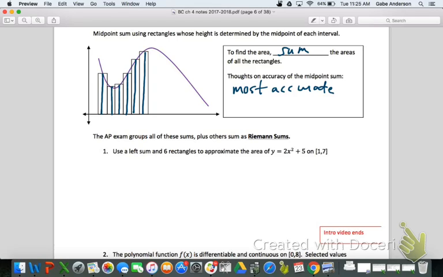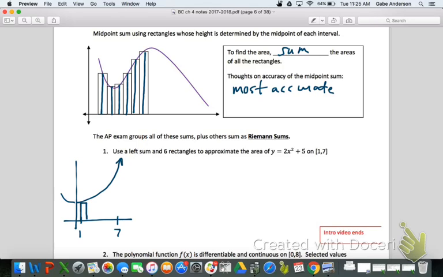So I'm going to graph this real quick. 2x squared plus 5, of course, is a parabola. The interval, of course, continues over here, but the interval is from 1 to 7, so I'll just do something like that. Okay, so it says use a left sum. So I'm going to sketch in at least a couple of these rectangles.